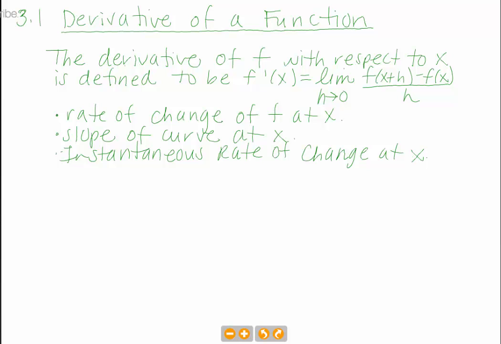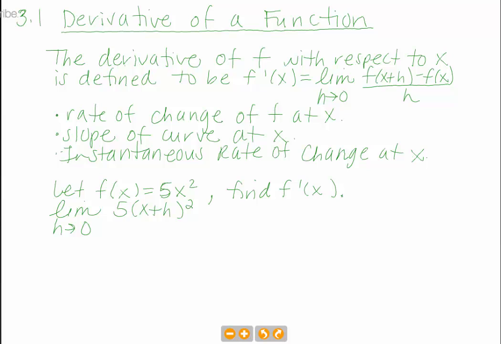The first one is, let's say I let f of x equal 5x squared, and I want to know what f prime of x is. So I'm going to set it up: limit as h goes to 0 of 5 times (x plus h) squared. Again, everywhere I see an x, I'm plugging in an x plus h based on my formula from above, minus 5x squared, all over h.